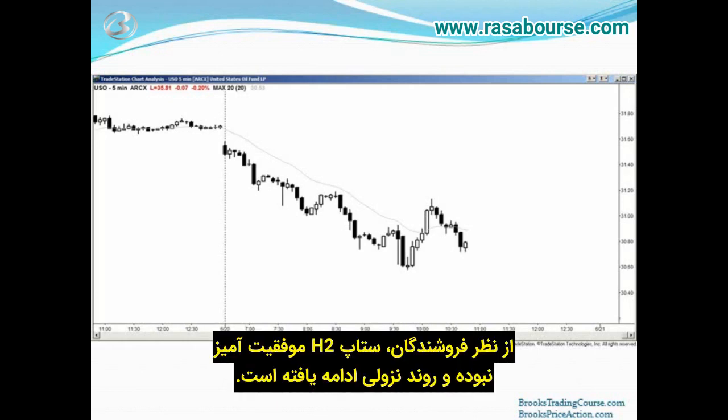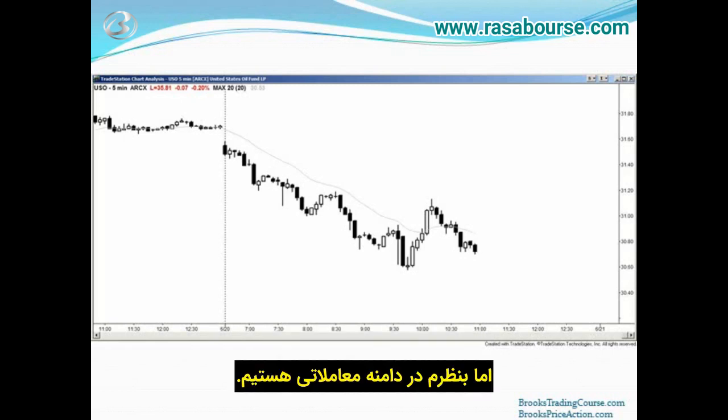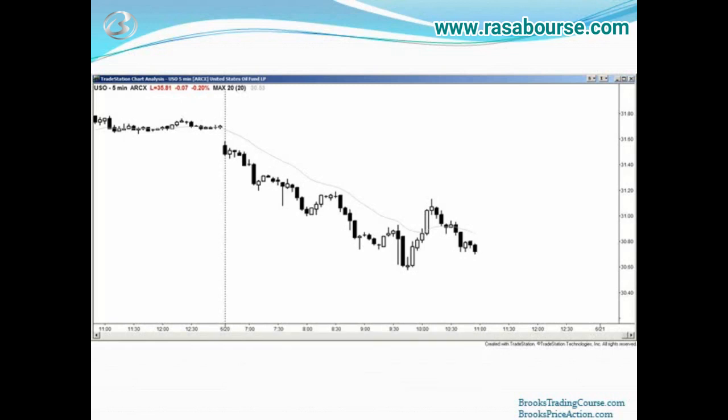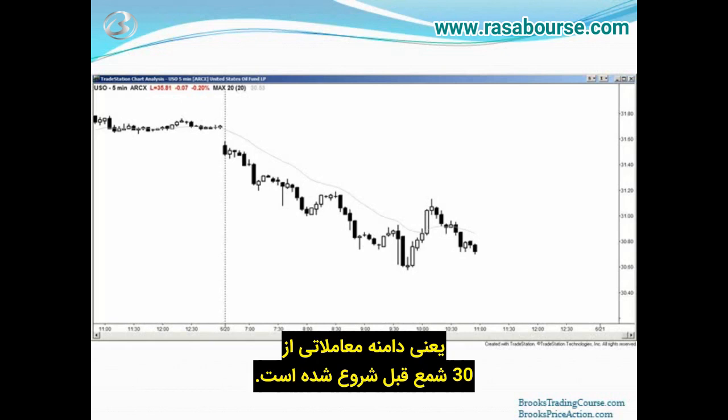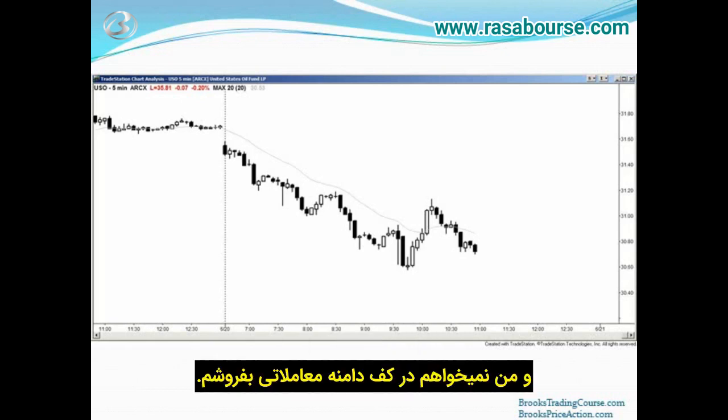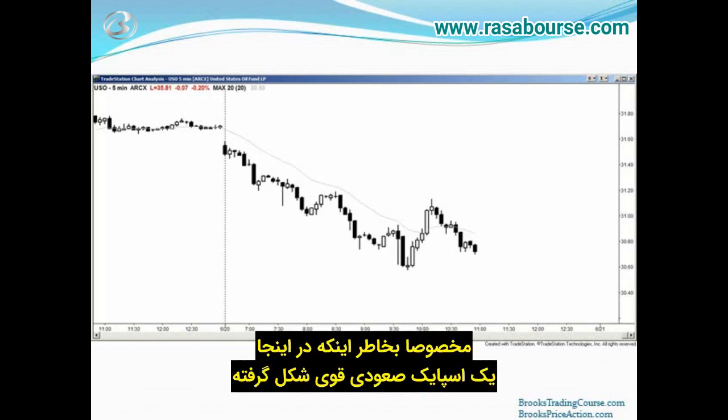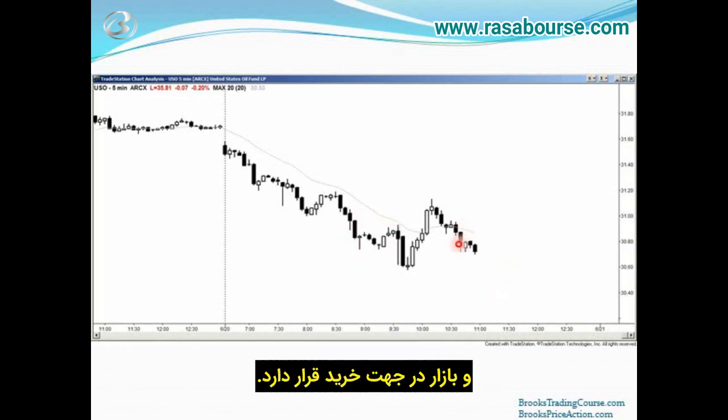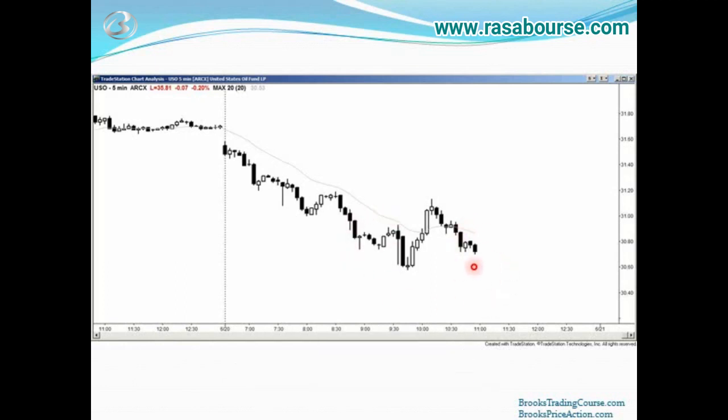For the bears, a failed high 2 attempt and a resumption of the bear trend, but I think we've been in a trading range now for 30 bars maybe, and I don't want to be selling at the bottom of a trading range, especially after the market went always in long on this very strong bull spike.